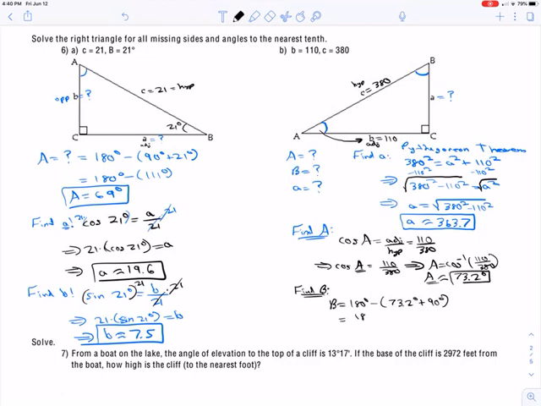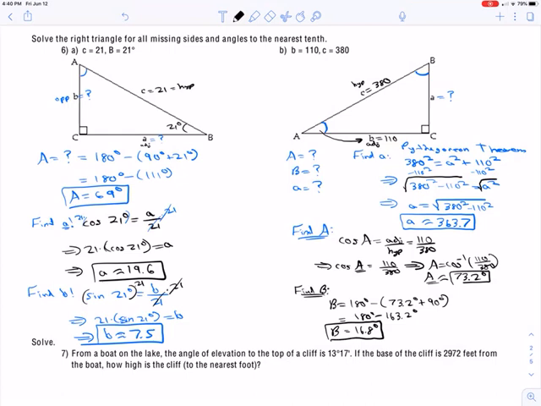As we do that, we have 180 minus, what's 73.2 plus 90? Well, as we add those together, we get what? 163.2 degrees. And as we subtract that, we get what? 16.8 degrees. So 16.8 degrees is angle B.